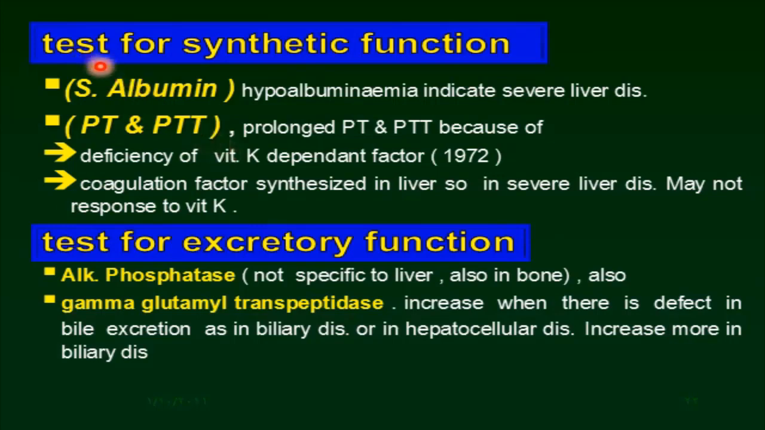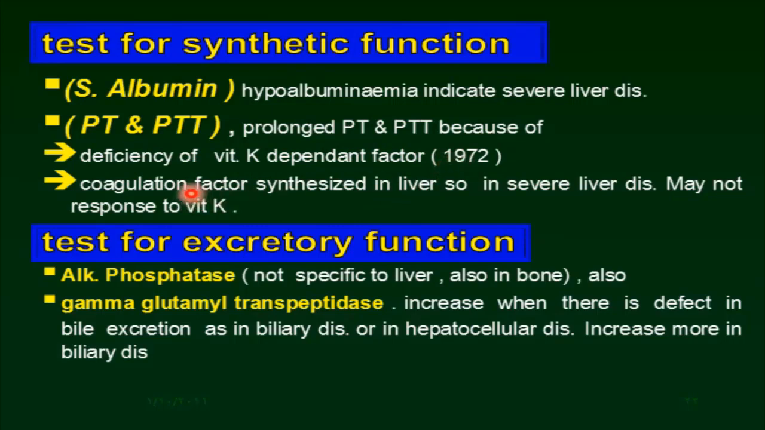Also, we have tests for synthetic function of the liver that include serum albumin, because albumin is synthesized in the liver, so there will be hypoalbuminemia that may indicate severe liver disease. Also, PT and PTT: we find prolonged PT and PTT in cases of cholestasis or liver disease because of deficiency of vitamin K dependent factors, which include factors 10, 9, 7, and 2.